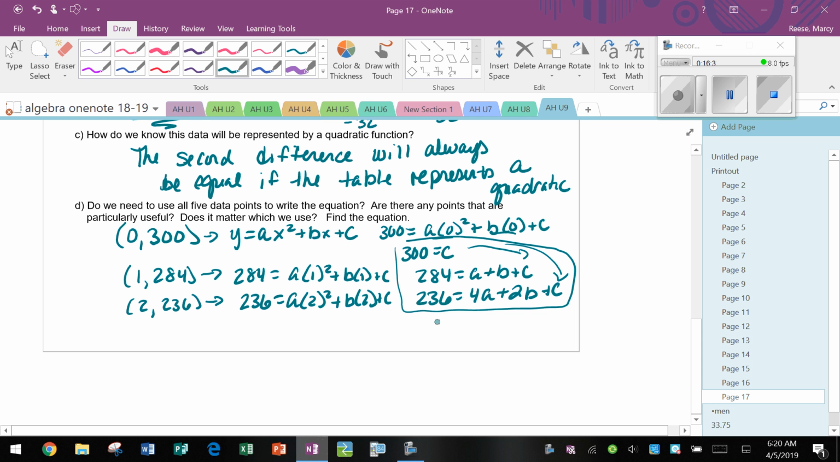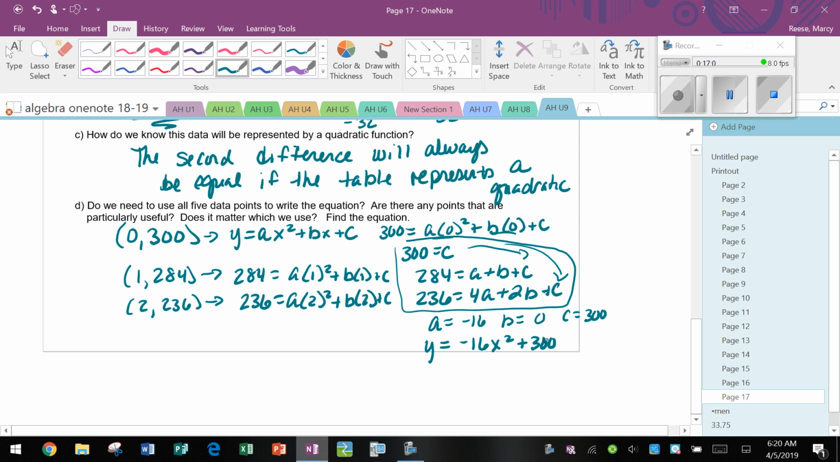And when you're done, I will tell you this. Your a is going to be negative 16. Your b is going to be 0. And your c is 300. So then I would say, okay, give me the quadratic, given those 3 points. The quadratic is negative 16x squared plus 300.